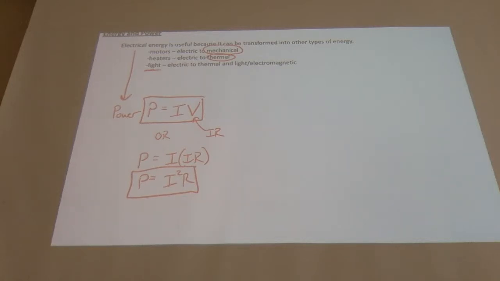Or we could do this one more time, and I could plug in for I here. I could say this is V over R. And if I do that, we're going to get V over R times V, which is V squared over R. Three different forms of the equation based on which of the three variables you happen to have available to you.